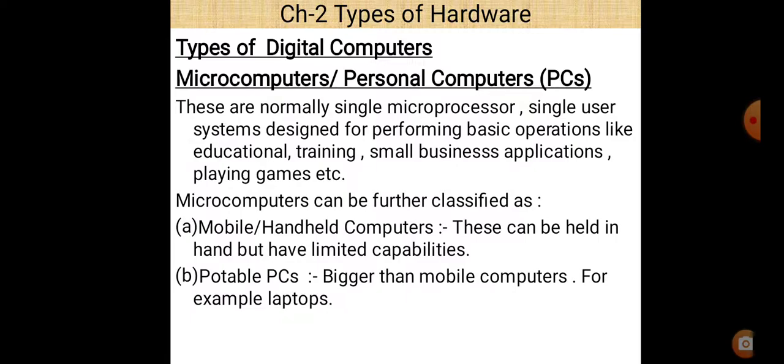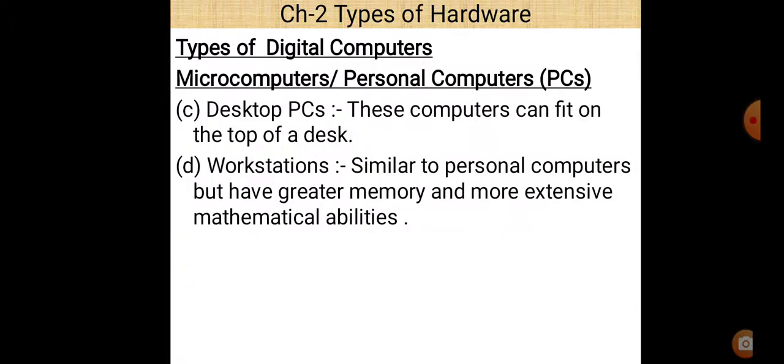So mobile and handheld computers can be held in hands but have limited capabilities. Second is portable PCs. These are bigger than mobile computers. An example of portable PCs is the laptop. Next is desktop PCs. These computers can fit on the top of the desk. That's why they are called desktop PCs. Next is workstation. They are similar to the personal computer but have greater memory and more extensive mathematical abilities, and they are called workstations.